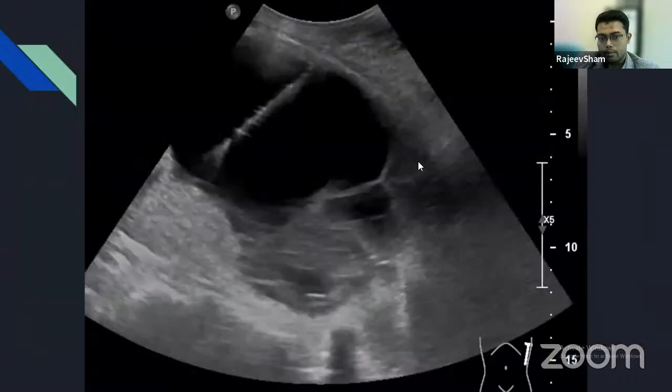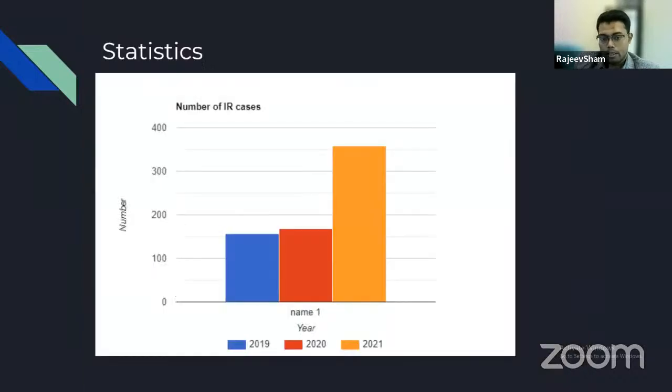And the last example is a simple procedure, which is drainage of the ascites. So this is the wire that we put before we put in the pigtail catheter. That are some of our daily works.